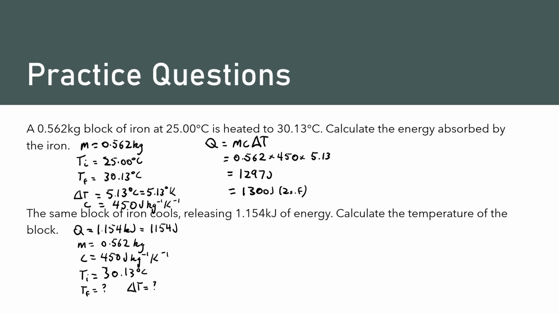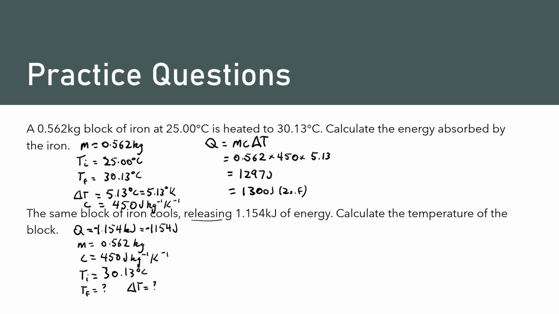Something else to note is that I converted my Q value from kilojoules to joules, again to ensure that I'm matching the units that we have for our C value, our specific heat capacity of iron. Something else to note here is that because we are releasing energy in this problem, what that means is that the Q value here should be negative, that energy is being removed from the object, therefore there is a loss of energy, and we represent that with a negative value.